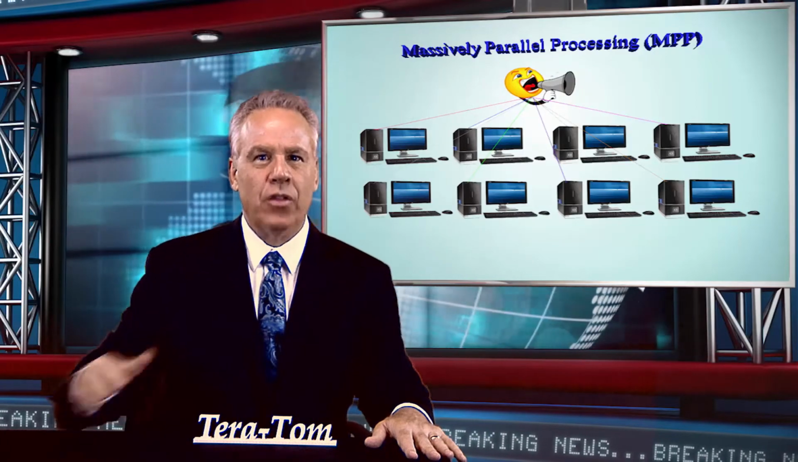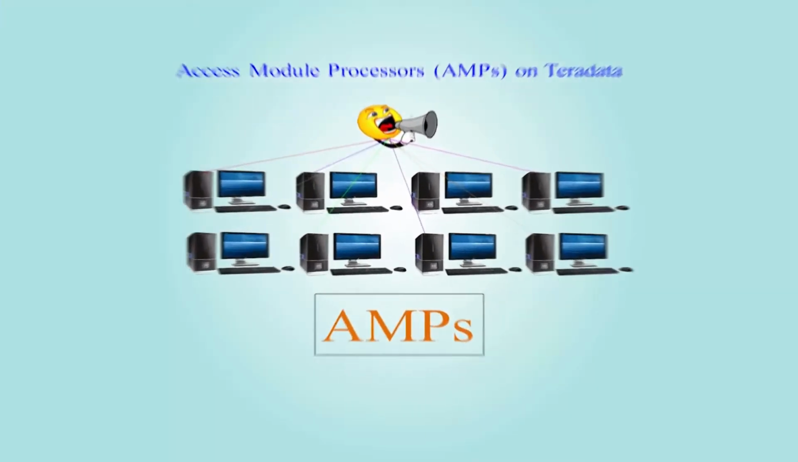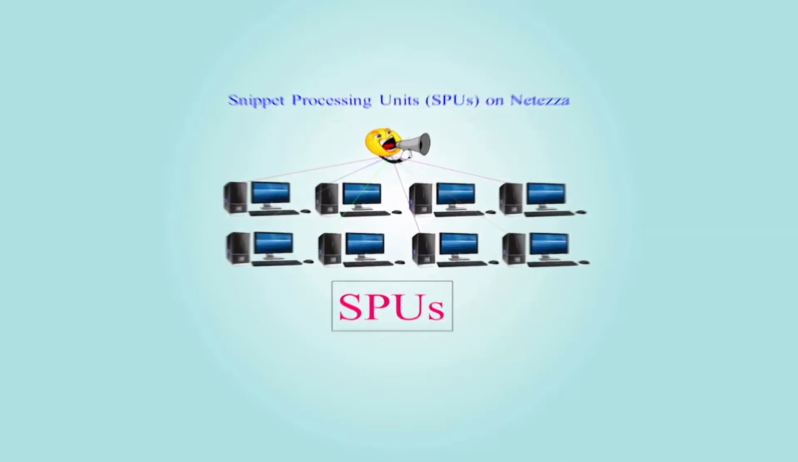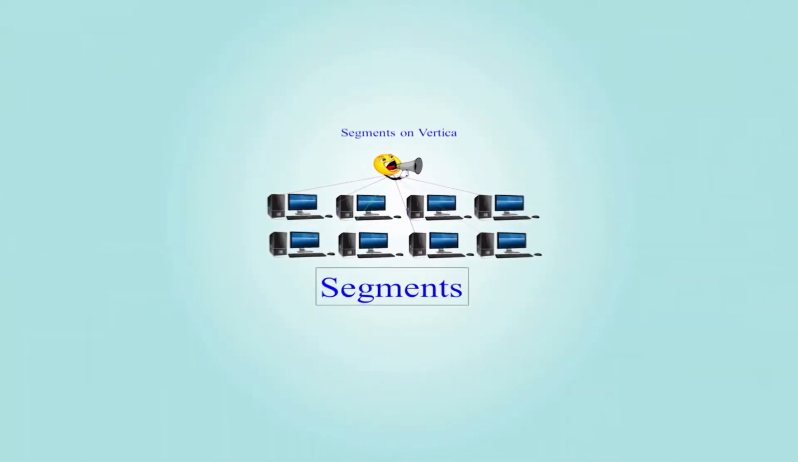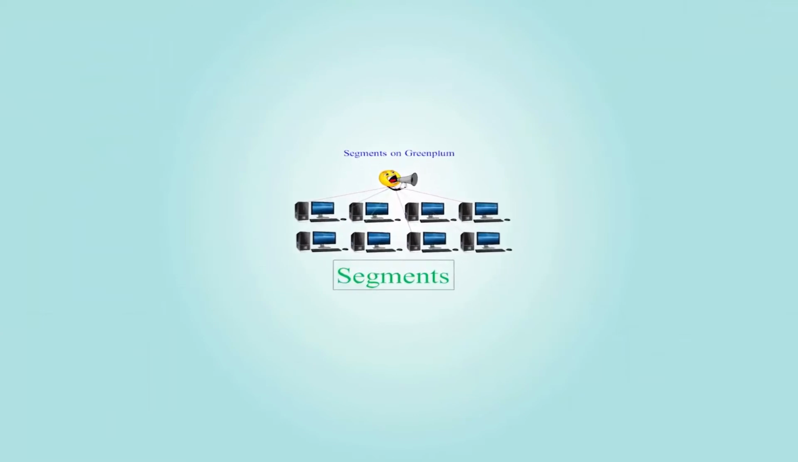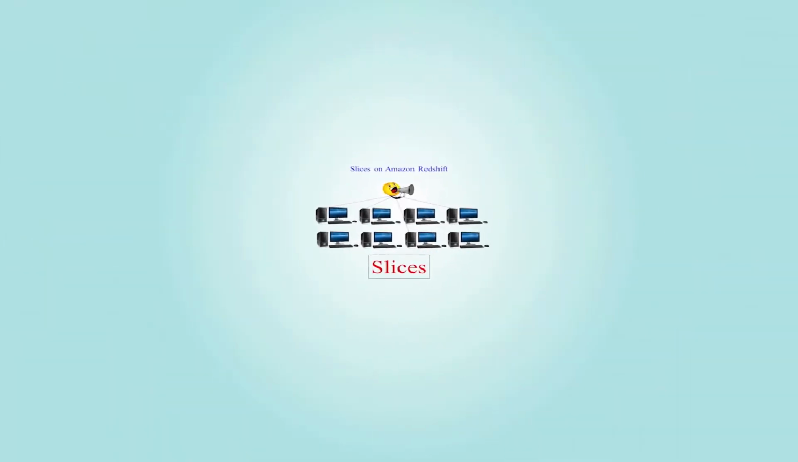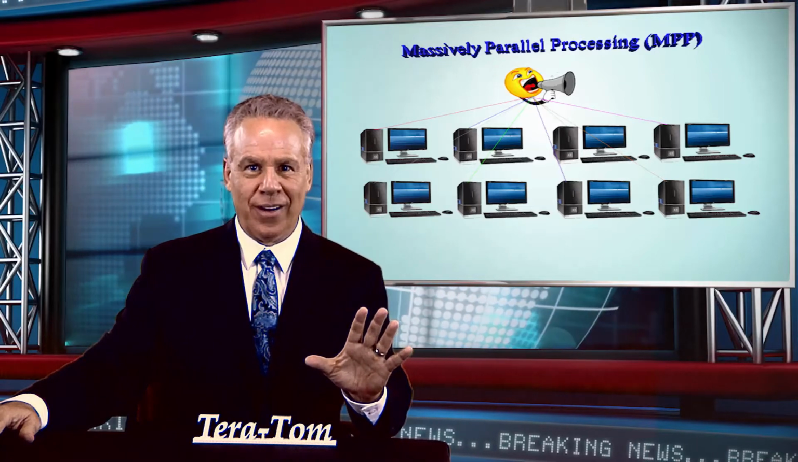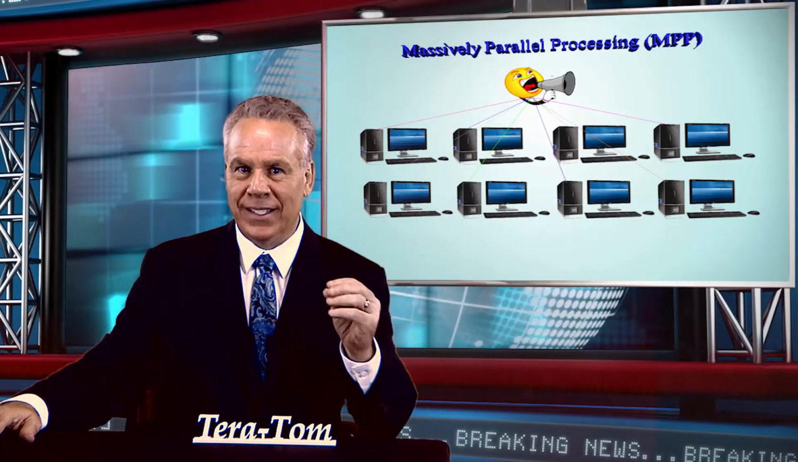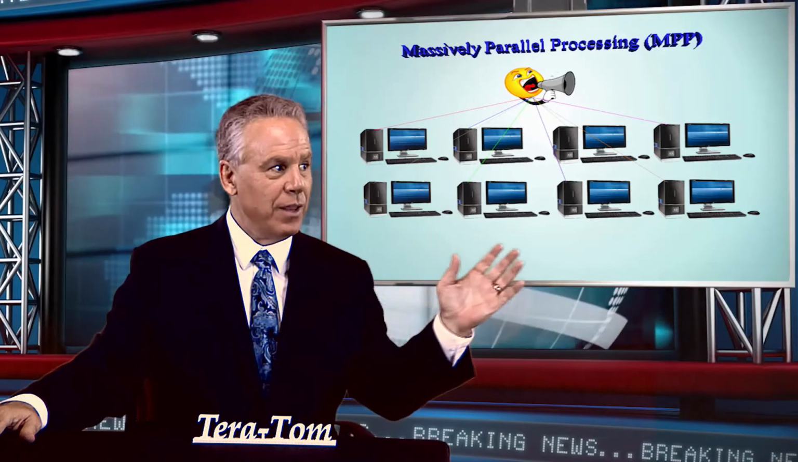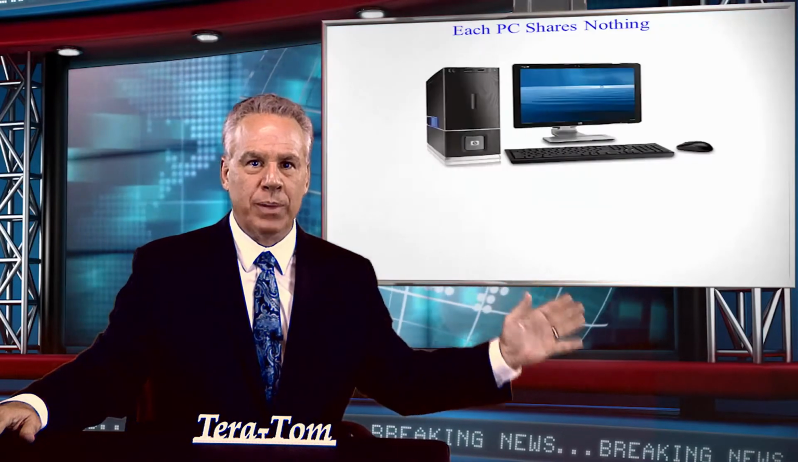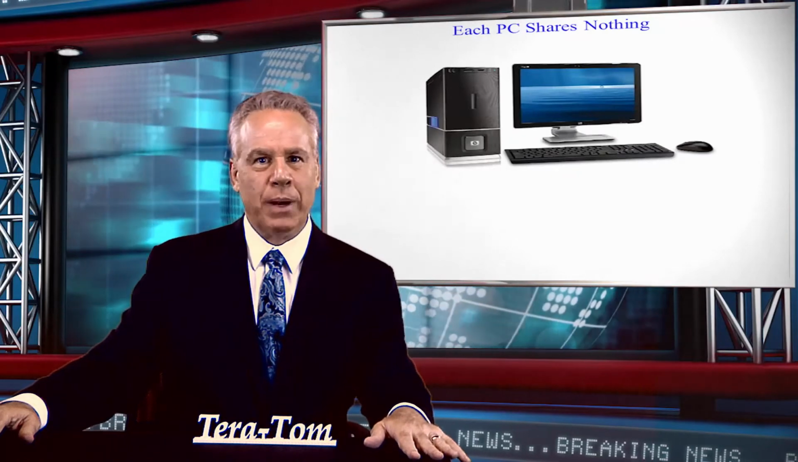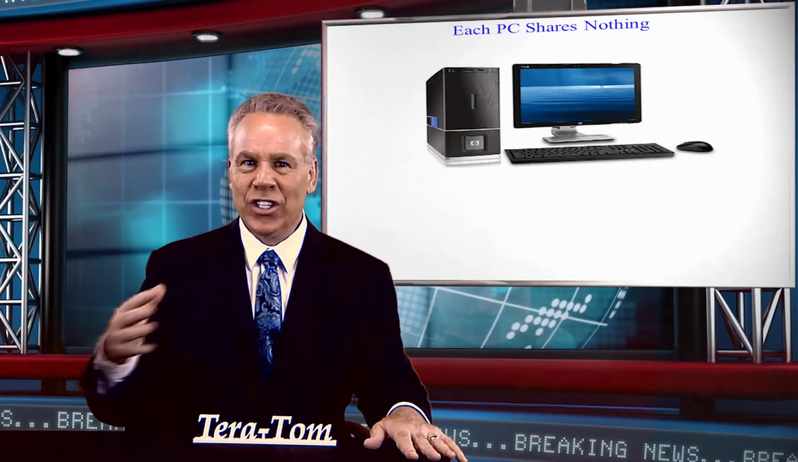Those will be called amps on Teradata. They'll be called spoos on Netezza. They will be called segments on Vertica and Greenplum. They're going to be called slices on Amazon Redshift. And they're going to be called distributions on Azure SQL Data Warehouse. But it doesn't matter. All of these big MPP systems really need to be thought about like they are a bunch of separate PCs, because each one of these parallel processes is just like a PC.